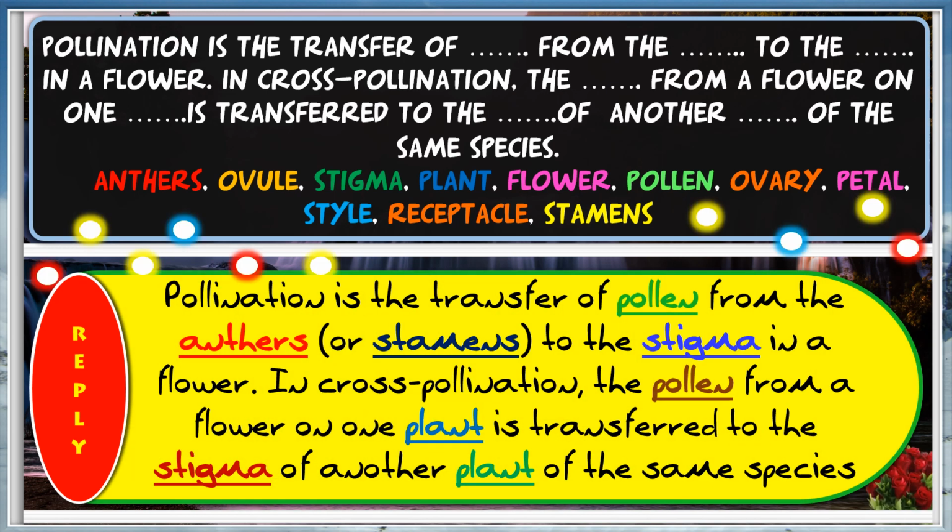Pollination is the transfer of pollen from the anthers or stamens to the stigma in a flower. In cross-pollination, the pollen from a flower of one plant is transferred to the stigma of another plant of the same species.